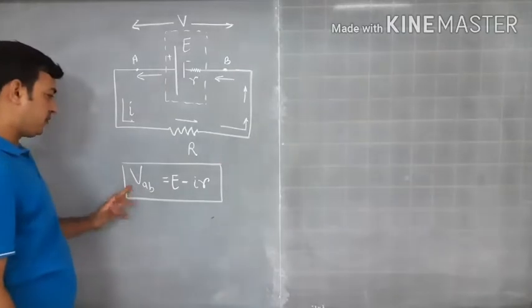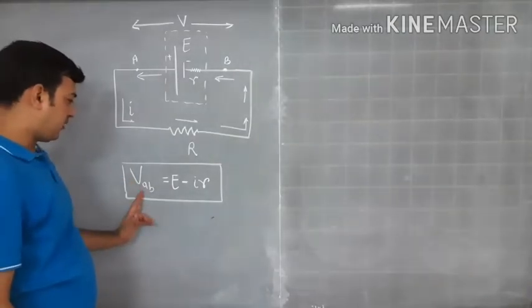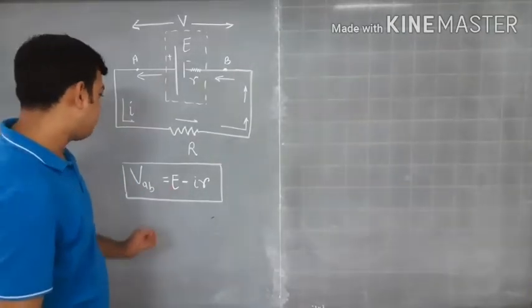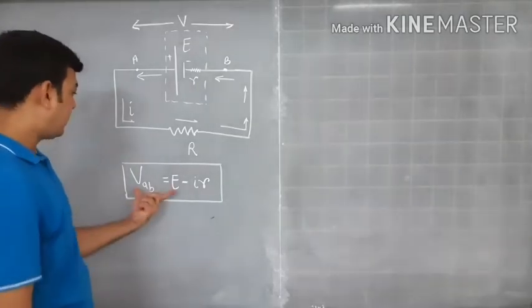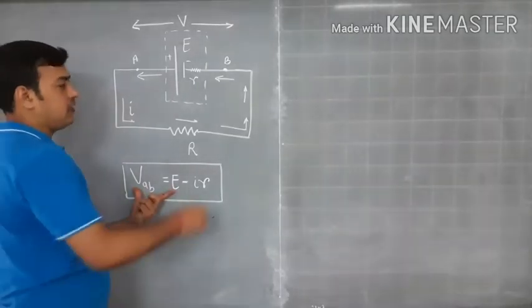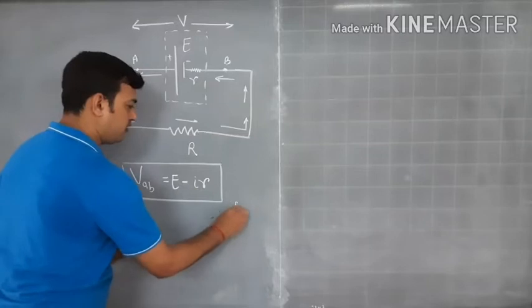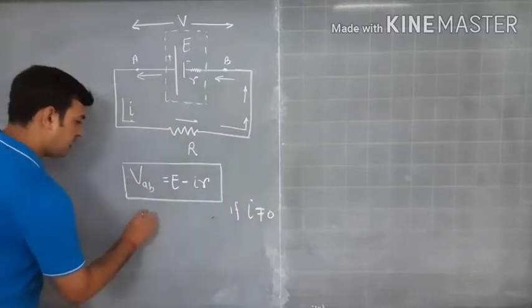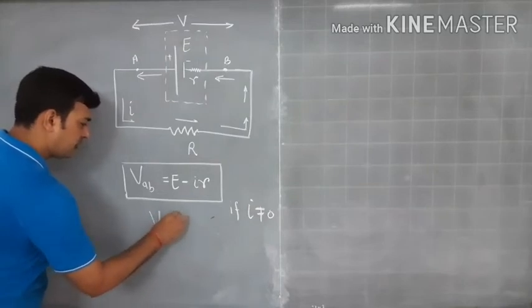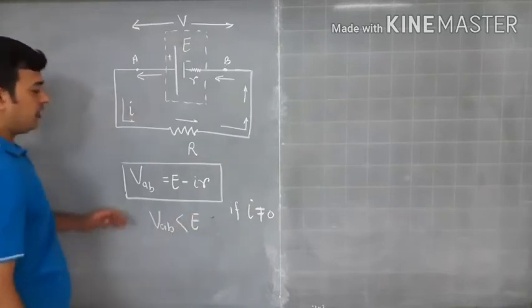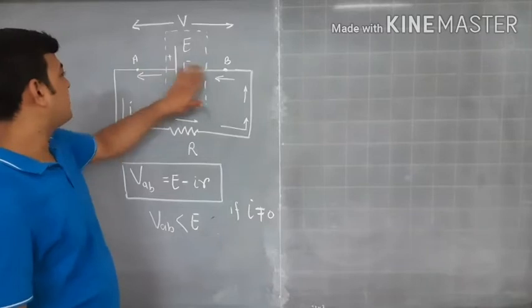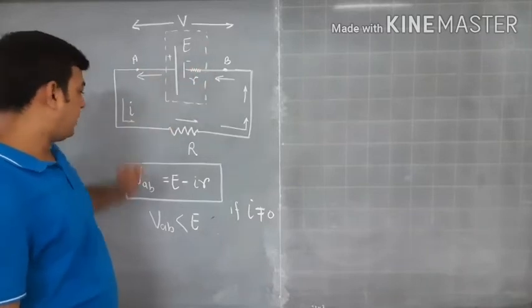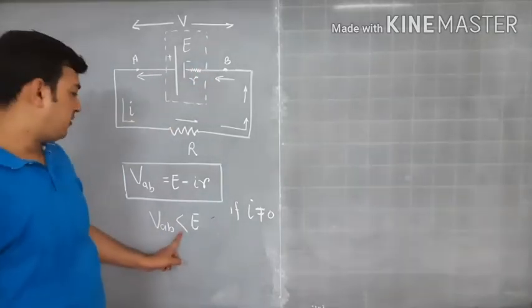So this is the relation between the terminal potential difference and the EMF of the cell, and it is very clear that if I is not equal to 0, meaning the current is not 0 in this circuit, then VAB is less than E. It means the terminal potential difference across the ends of the cell is less than the EMF of the cell.